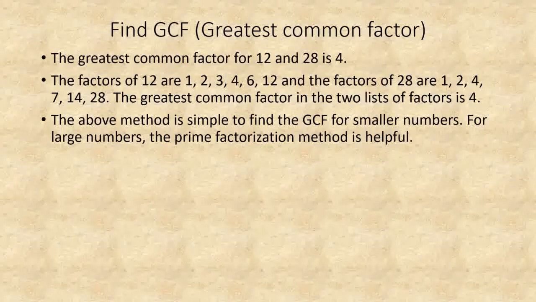So now we need to find the greatest common factor for these two numbers, 12 and 28. Sometimes 3 numbers are given or 4 numbers are given. You have to find the common factors of those numbers and you have to select the greatest amongst the common factors. So here the given numbers are 12 and 28.